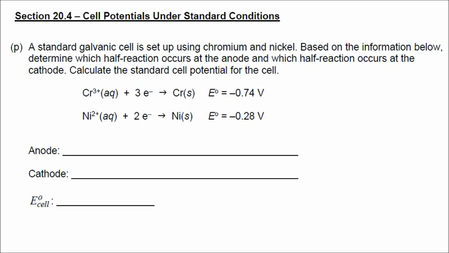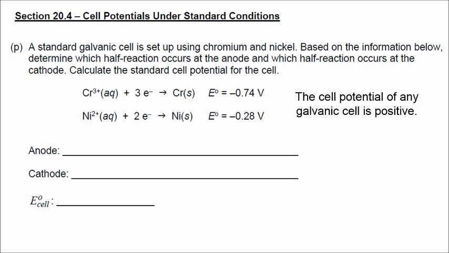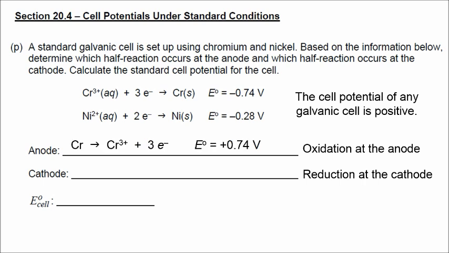Now we have chromium and nickel. These both have negative values. We have to generate a galvanic cell for chromium and nickel. So which one of these reactions are we going to reverse if we need the cell potential to be positive? Well, hopefully you can see that we have to reverse the chromium half reaction, and that's going to occur at the anode. So switching the chromium reaction around, now we have positive 0.74 volts.